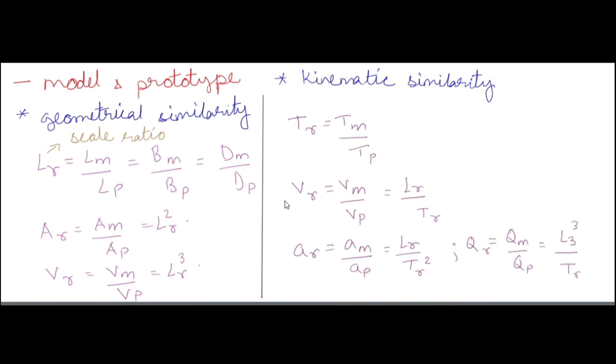So in geometrical similarity we have length ratio, area ratio and volume ratio, while in kinematic similarity we have time ratio, velocity ratio, acceleration ratio and discharge ratio. It's also called the volumetric flow ratio. This has the unit of volumetric flow rate, meter cube per second. So this is a ratio of volumetric flow rate. Q is the discharge, or better, the volumetric flow rate.